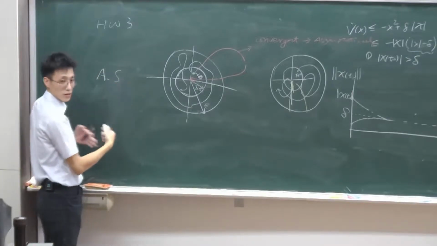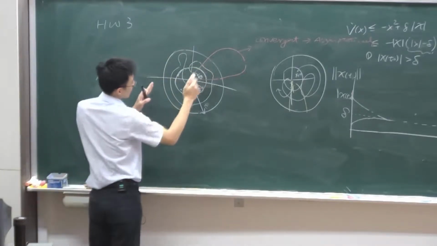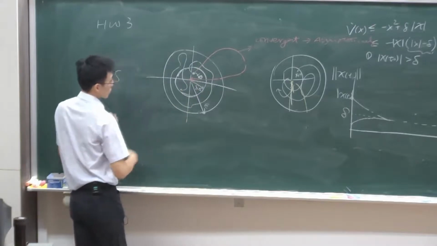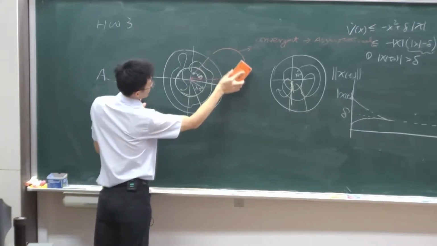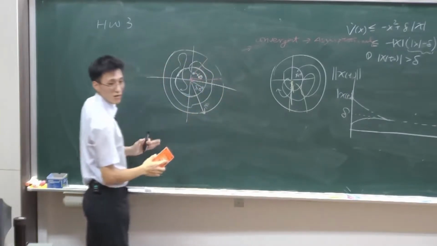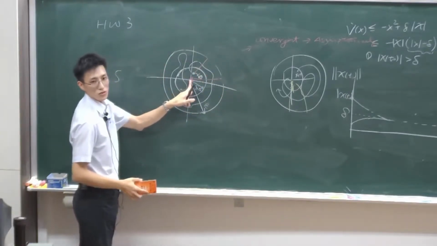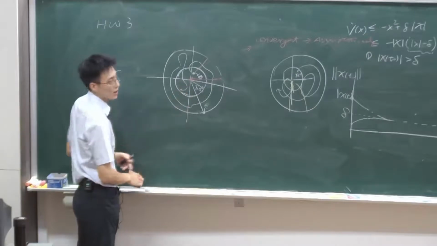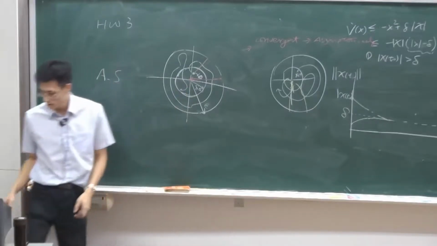AS, asymptotically stable, means it has to be stable and convergent, right? So for AS, you have to satisfy this. Okay? It cannot go outside. You have to remain bounded for all time and converge to 0. 这样懂吗? 好.